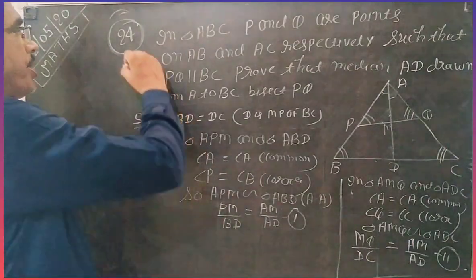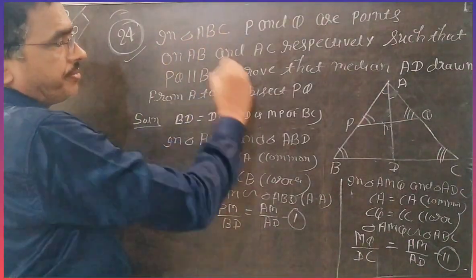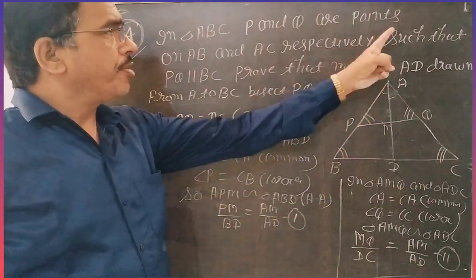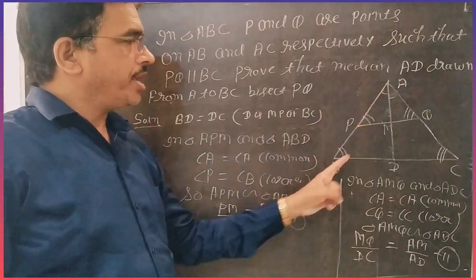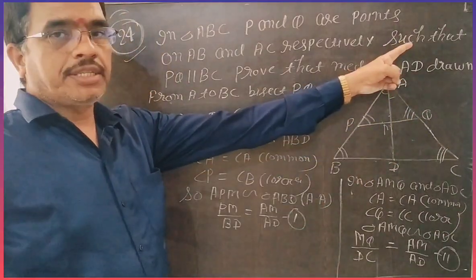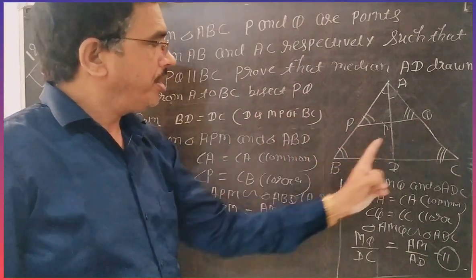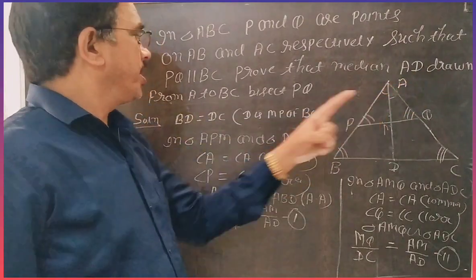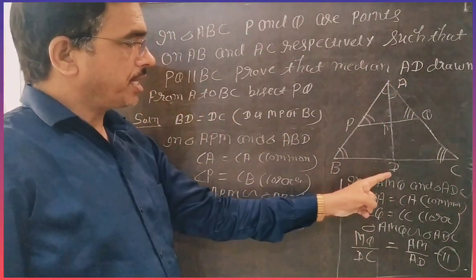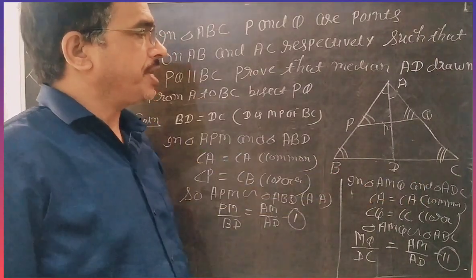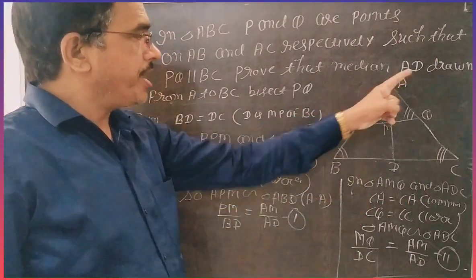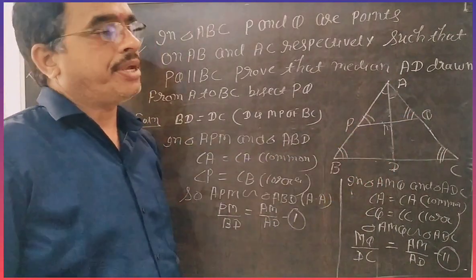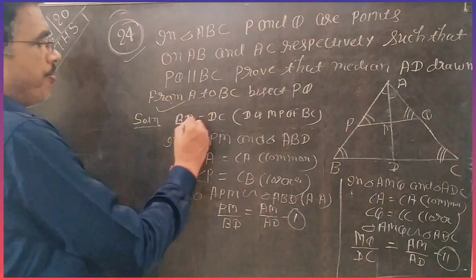Now see question number 24. In triangle ABC, P and Q are points on sides AB and AC respectively, such that PQ is parallel to BC. Prove that the median AD drawn from A, which bisects BC such that D is the midpoint of BC, also bisects PQ. That means you have to prove M is the midpoint of PQ.